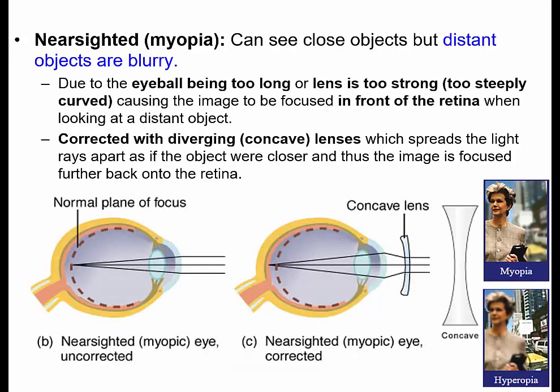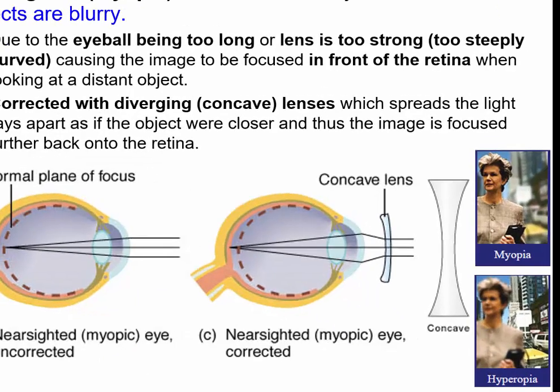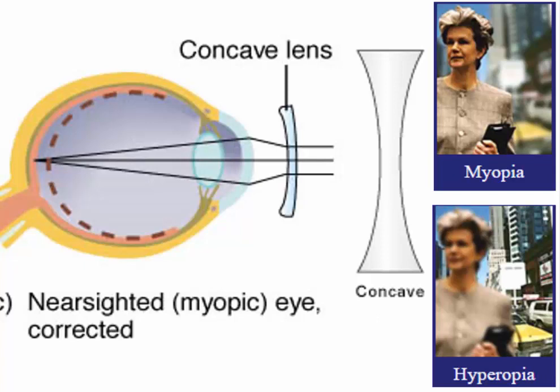So nearsighted, or myopia, is a condition in which the person can see close objects but distant objects are blurry. Shown here is an image of what you'd see with myopia. You can see the person close up, but the distant objects are blurry. Whereas in hyperopia, or farsightedness, when you're looking at an object that's close up, it's going to be blurry, and objects that are further away are going to be clear.